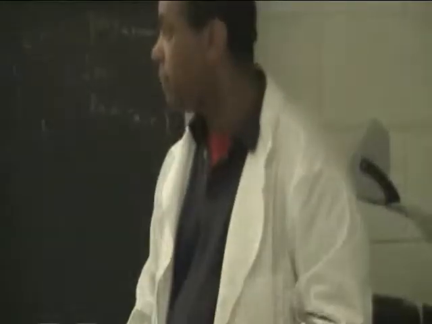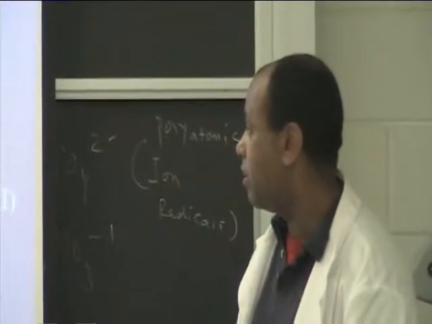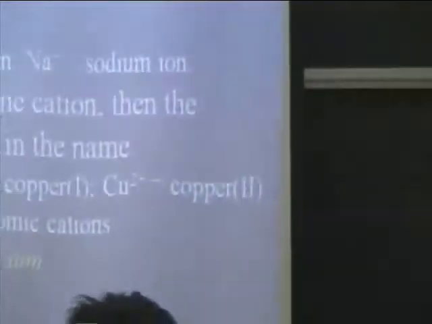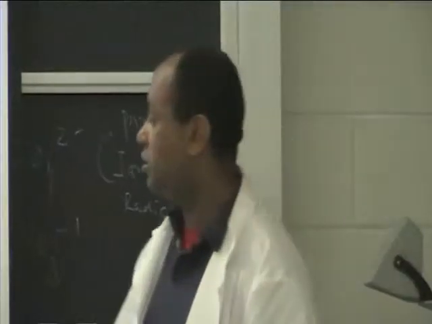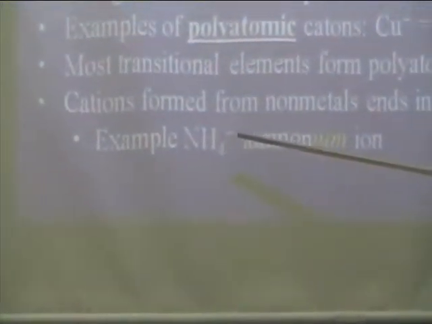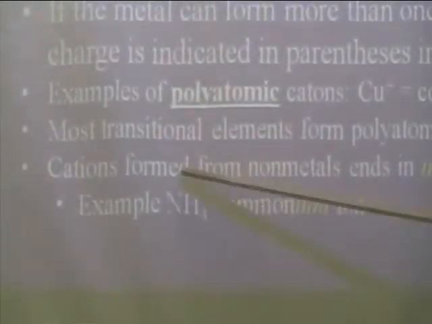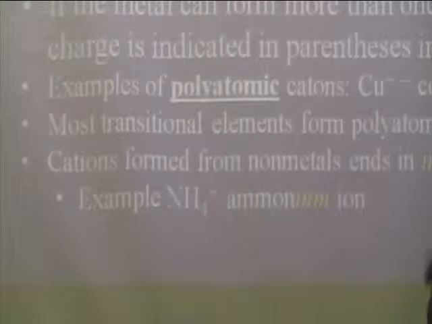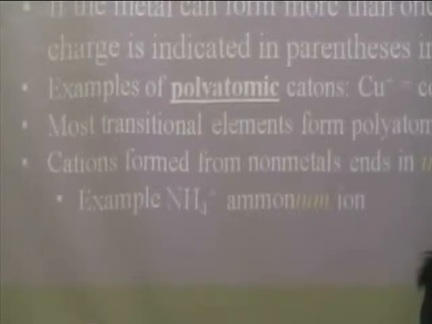What does it mean by cations formed from non-metals? You have seen here that you have nitrogen and hydrogen. Nitrogen and hydrogen are non-metals. But this is the exception. Cations are formed by metals, right? But sometimes there's an exception, like the exception for hydrogen.